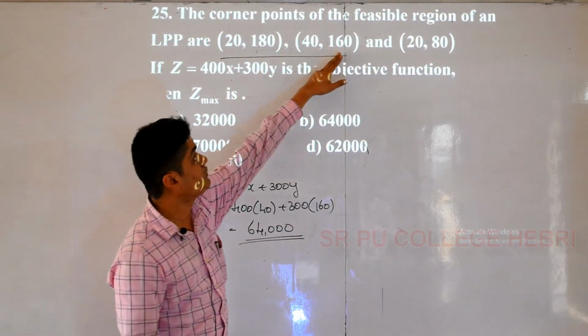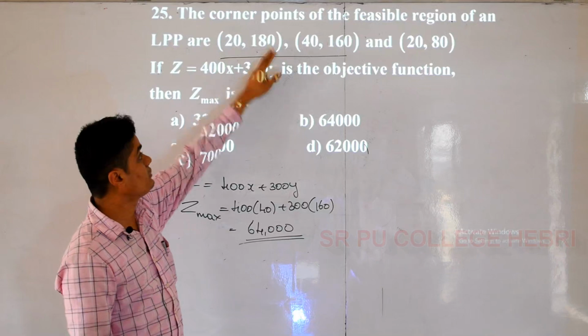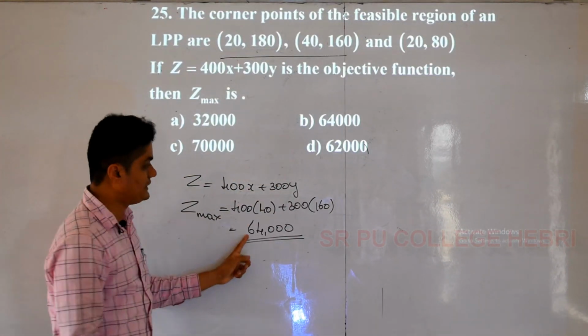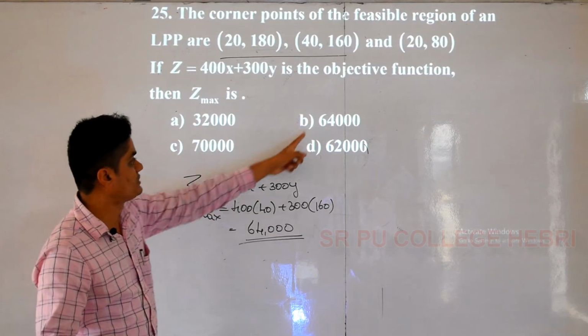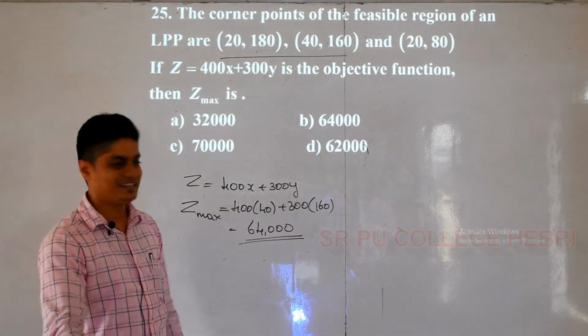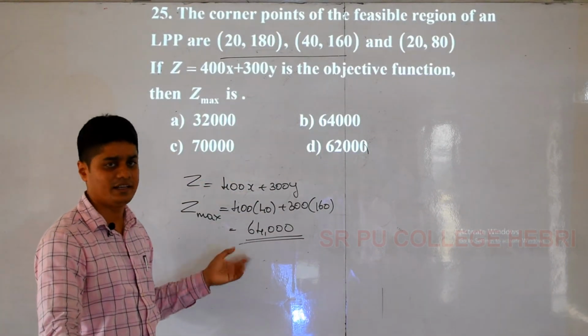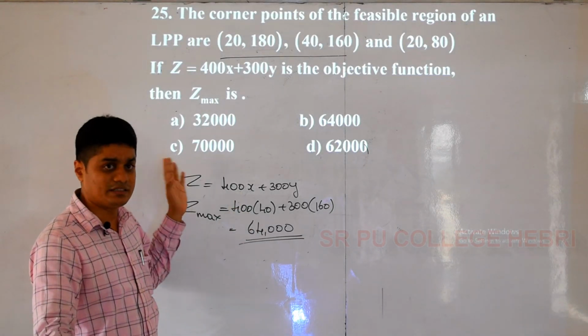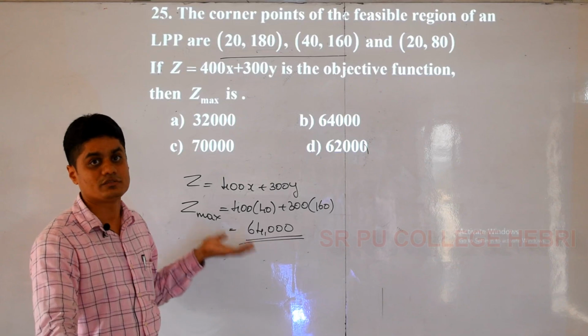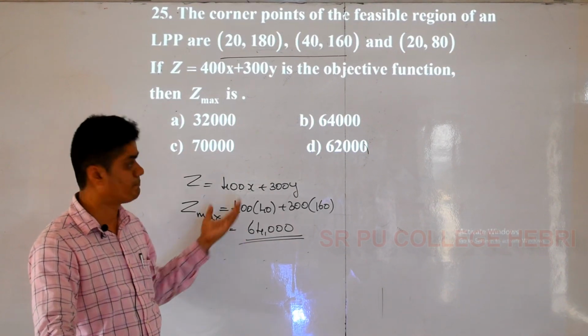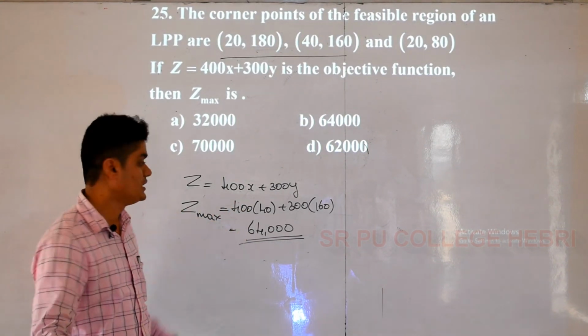See, 40 and 160, 20 and 120, 180. So this will give you the maximum value. So this is the answer, that is 64,000. You can ask whether you will get this type of question. This is a question which is asked in CET only. It's not my own problem. It is a CET previous year paper question. Understood? Okay, next question.